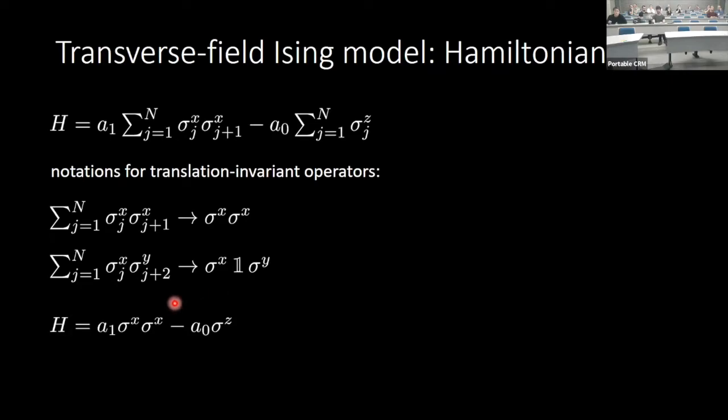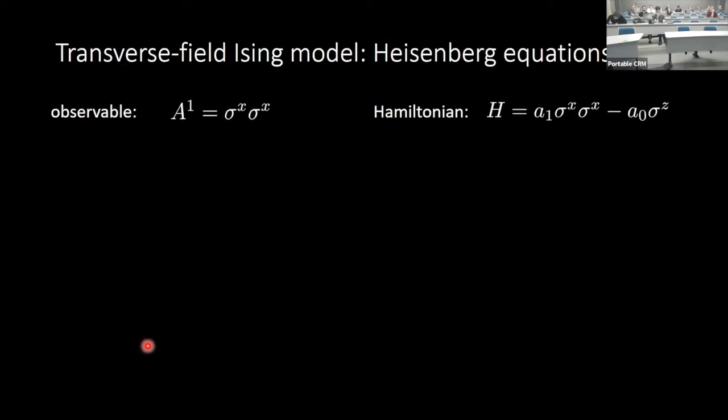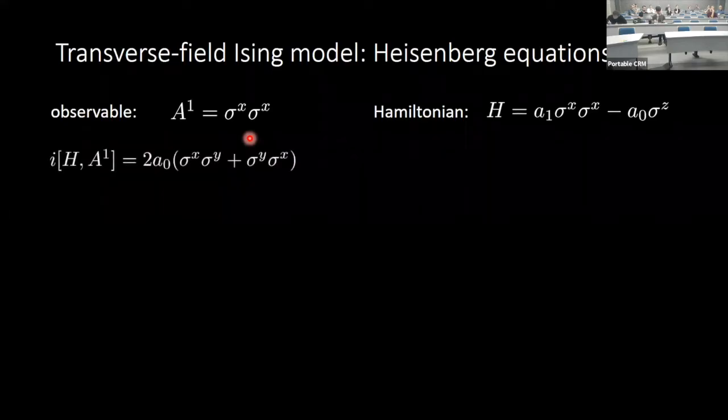In these notations, the Hamiltonian is written simply. In this form, A1 and A0 are simply numerical coefficients, and sigmas are Pauli matrices. Okay, and we'll take the observable, which looks like the XX nearest neighbor correlation. The first derivative of this A1 is just the commutator, and it looks like this.